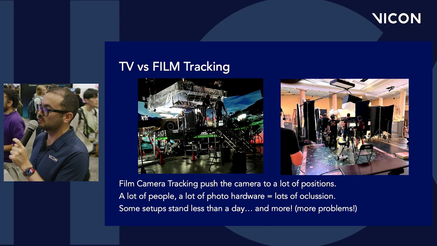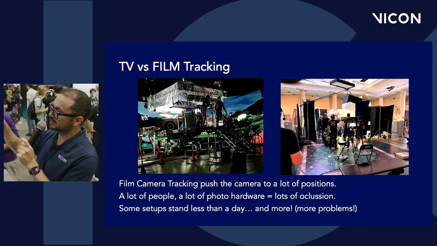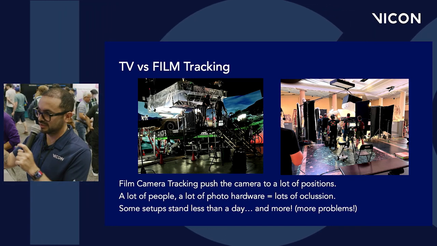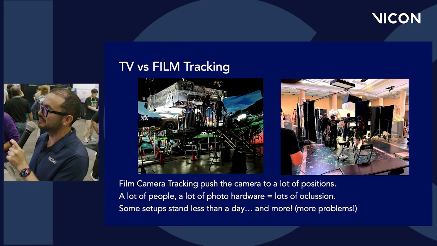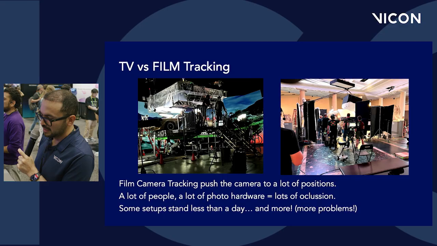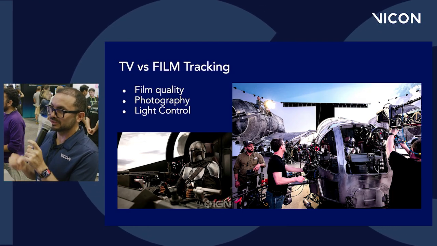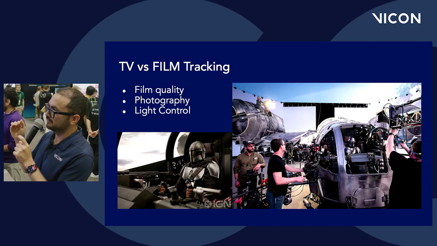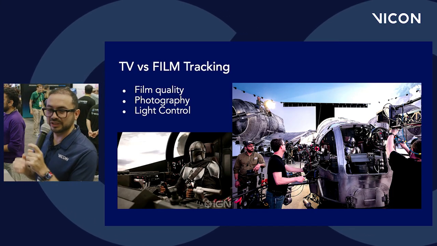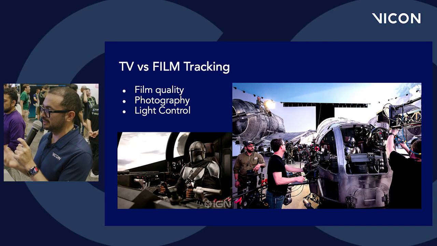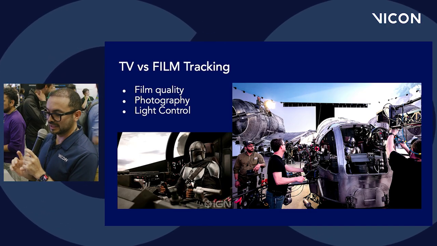But film tracking is way different. Every 2 days you are changing the stages, you are changing the position, the different elements, and things are really, really difficult for the camera and the tracking. So, as you can see, in TV versus film tracking, the most important thing is that the film quality, the photography, and the light control will be the priority for the shooting, and the tracking is a second priority. That makes things very difficult for the different technologies, but guess what?